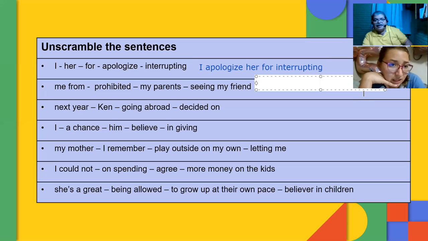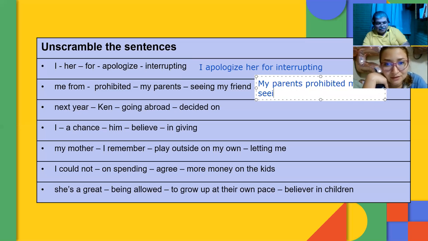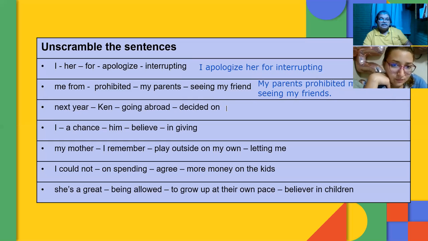My parents. Okay, muy bien. My parents. ¿Qué hicieron tus parents? Prohibited. ¿A quién? Me from. Okay. From what? Seeing my friends. Okay. Perfect. My parents prohibited me from seeing my friends. Good.